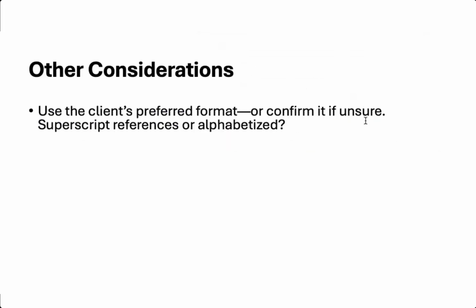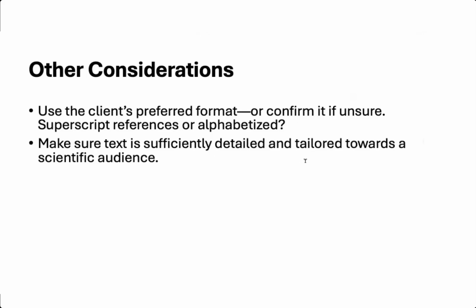Other considerations: use the client's preferred format. You should not write a needs assessment unless you have a sample needs assessment from that client or you're familiar with it already. Confirm, for example, should you use superscript numbered references or should it be alphabetized, first author, last name, and year? So just do what the sample shows. Make sure this text is sufficiently detailed and tailored towards a scientific audience. You're trying to make the client's scientific ability shine, show that it's sufficient to do this educational program.